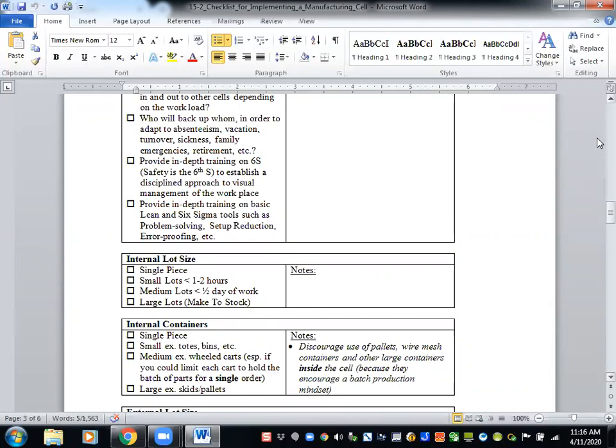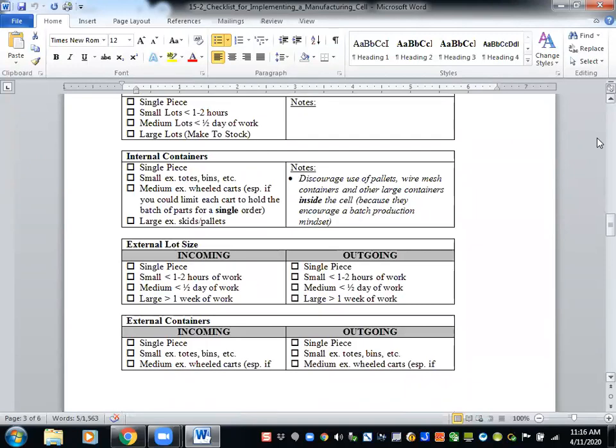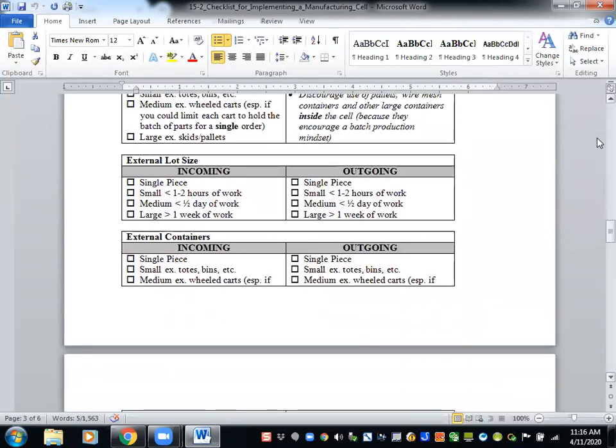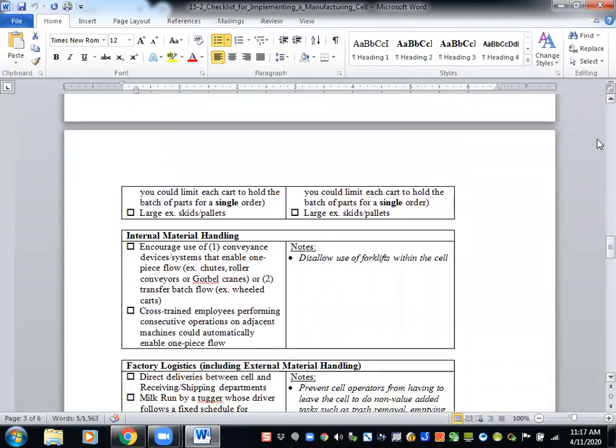You want to avoid big containers and big batches. You determine the external lot size and the external containers. Those will pretty much require big handling equipment. You determine the best internal material handling. The best handling is no handling, which means the machine ejects the part and gravity assists that part to reach the next machine, and then the operator loads the part on that machine. Again, a very fascinating practice that Toyota pioneered called Chaku Chaku.